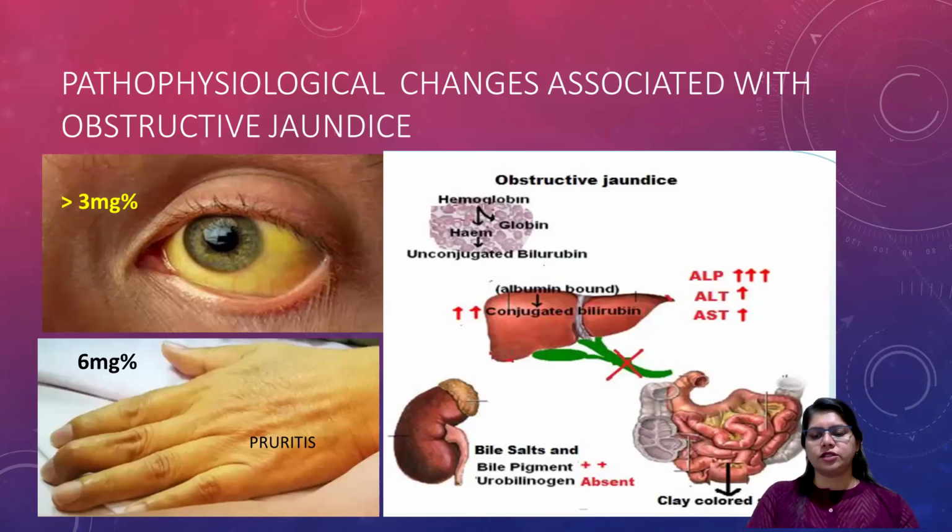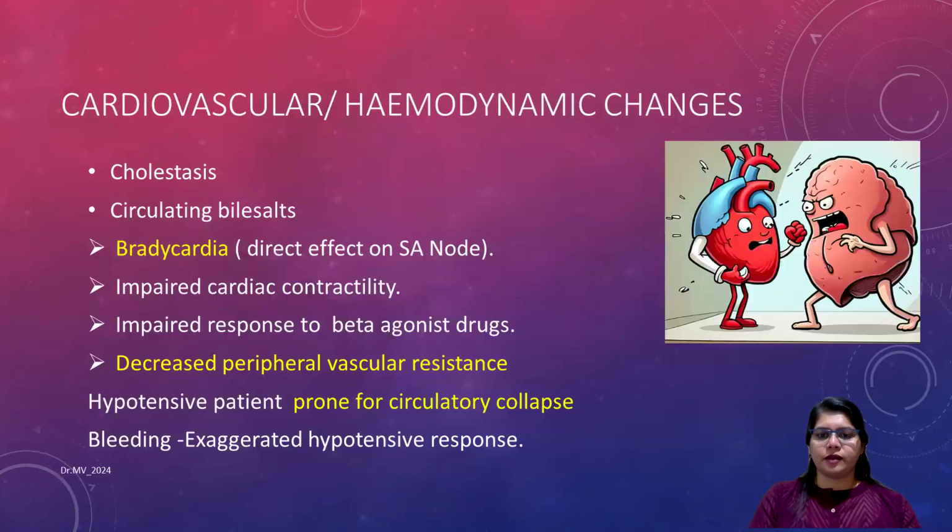You can see that there is yellowish discoloration of the sclera, skin, and the mucous membrane. The initial symptom will be pruritus, which is because of the deposition of the bile salts. Unconjugated bilirubin is getting conjugated, but because of the obstruction, there is increased conjugated bilirubin causing elevated ALP levels. The bile salts and bile pigments will be present, but urobilinogen and stercobilinogen will be absent, so they will have clay colored stools and pruritus.